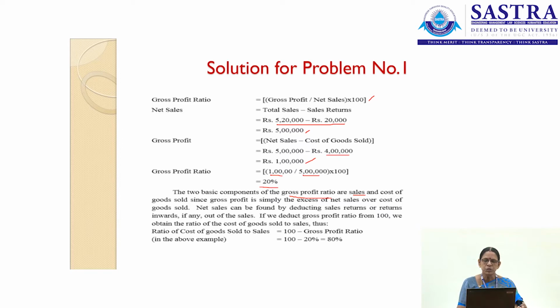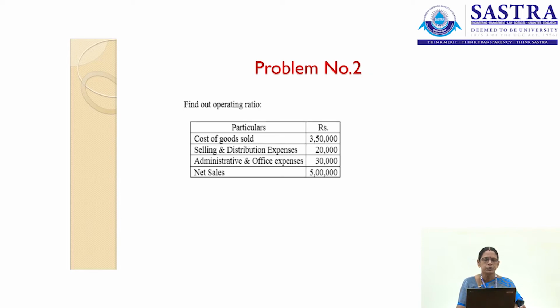If we deduct GP ratio from 100, we obtain the ratio of cost of goods sold. That is, if 20% is your GP ratio, 80% is your cost of goods sold. If 25% is your GP ratio, 75% is your cost of goods sold. So we take into account these two ratios on a parallel basis. Now find out your operating ratio.